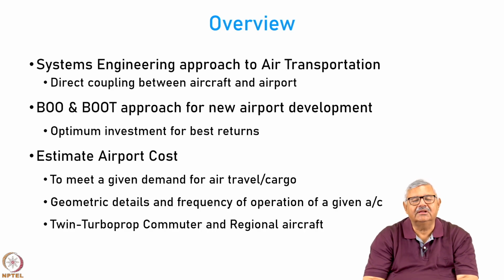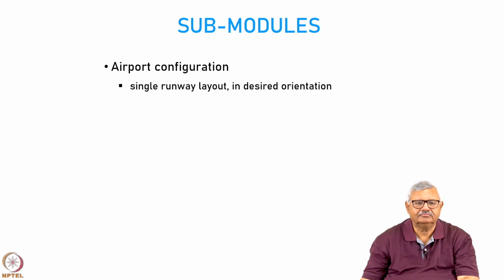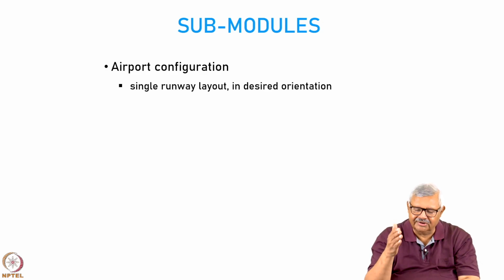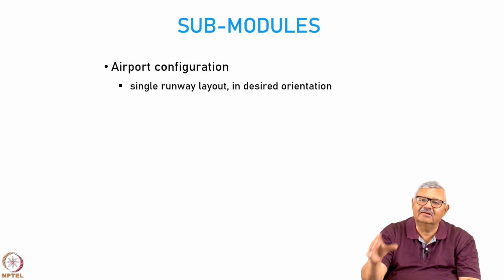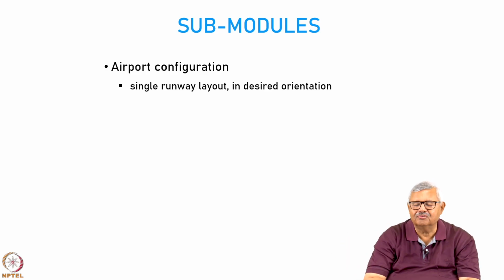And it is limited to only twin turboprop, commuter and regional aircraft, because that is the main focus of this particular research. Now, this particular airport model has several sub-modules. The first sub-module is the airport configuration. So we decided that it will be a single runway layout and the orientation of that runway will be in the desired location. So here we assume that there are no constraints from the availability of the land, because this is a greenfield airport in an area where there is no air transportation.